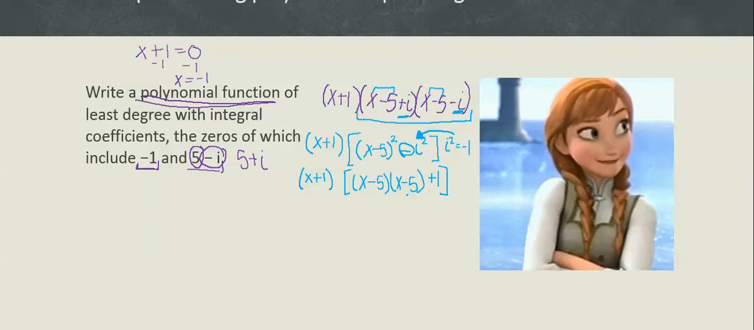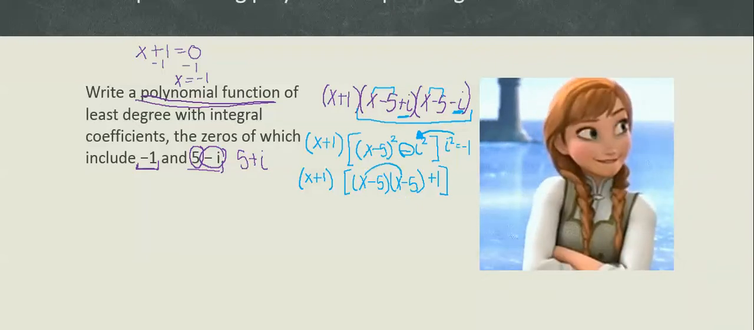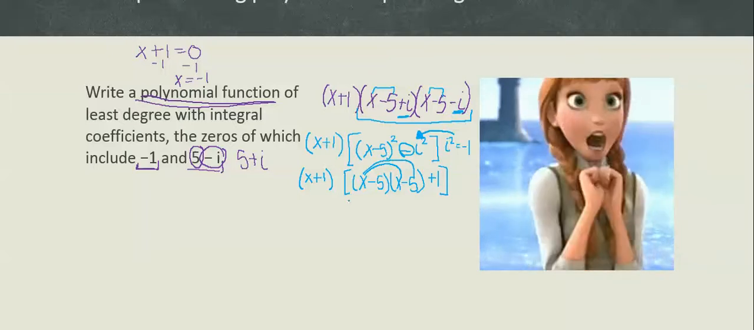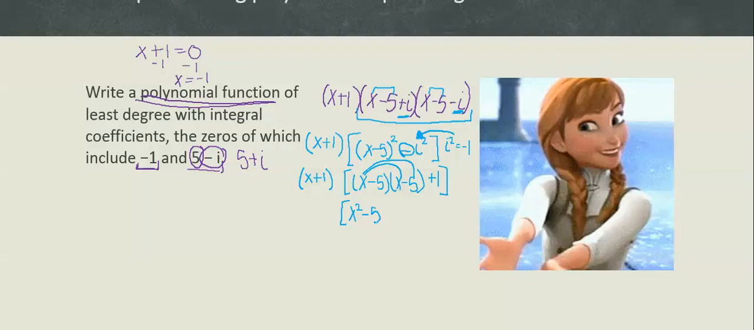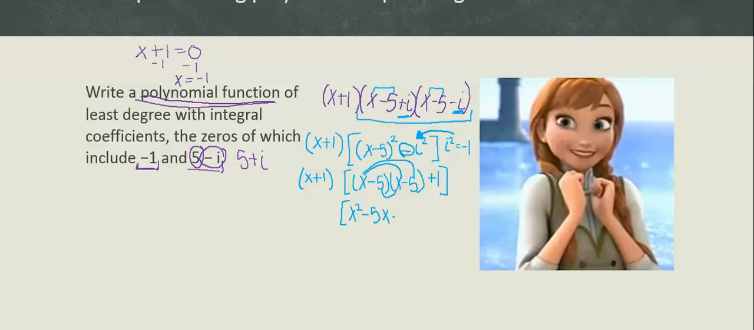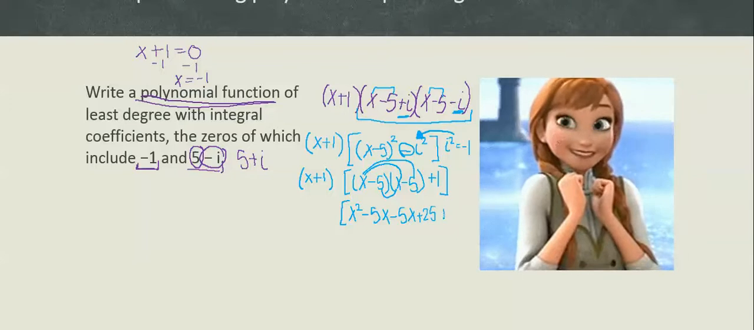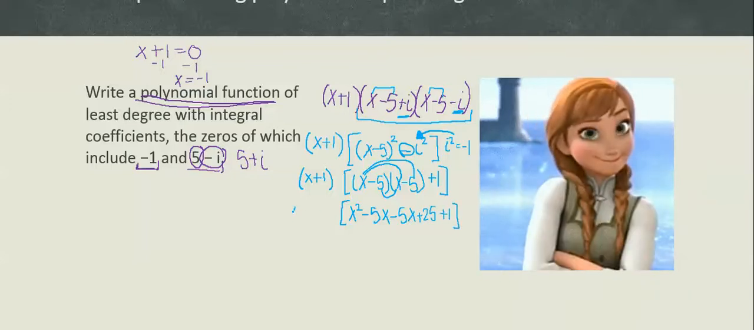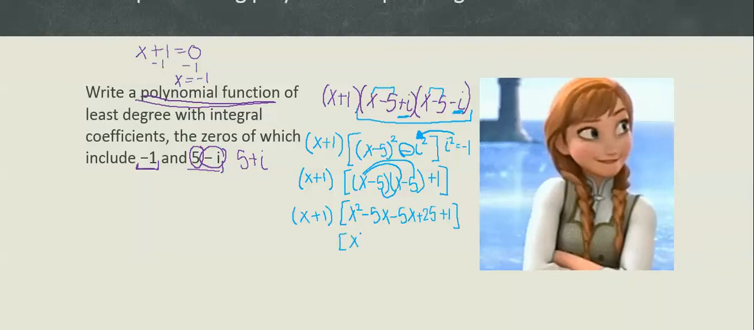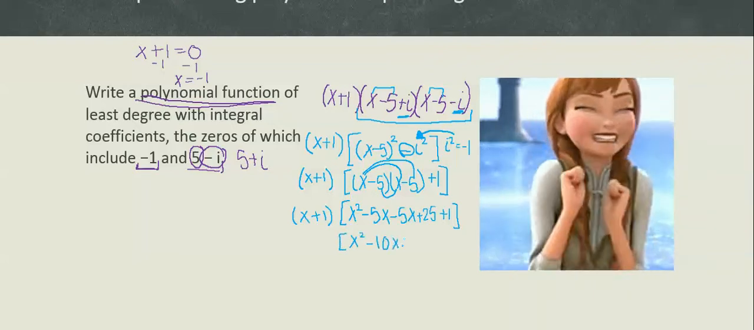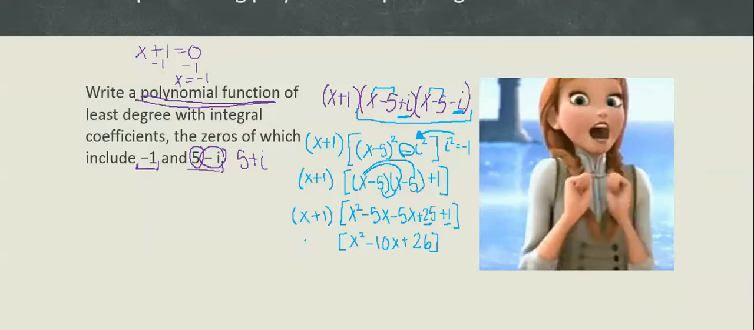Okay, from here on out, what we're doing is cleaning this up with multiplying. So I'm going to go ahead and FOIL my first and then my outer. So I'm going to get x to the second and then -5x. Then my inner, so it'll be -5x, and my last, so plus 25, and I still have that plus 1. I'm going to leave my x plus 1 on the outside alone, and now I'm just going to combine like terms. So it's x to the second minus 10x plus 25 and 1 gives me 26. And we're getting close to finishing up.